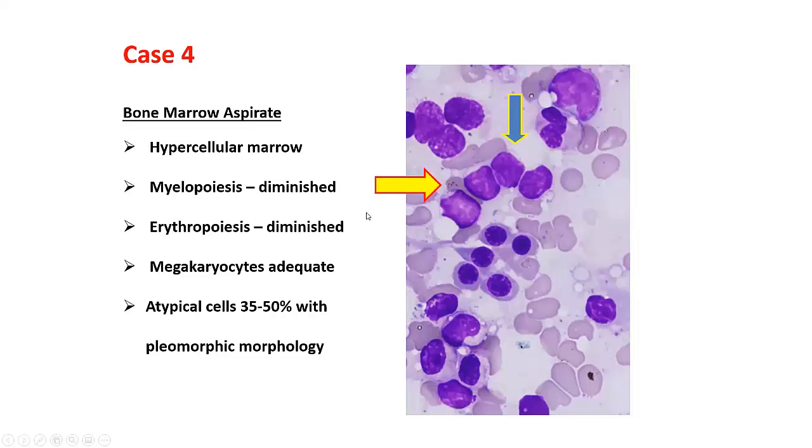This is a bone marrow aspirate. Now, this was a hypercellular marrow. Myelopoiesis and erythropoiesis were diminished. Megakaryocytes were present. And then you find these large cells. They were present, depending upon various areas of the bone marrow, at 35 to 50%, with pleomorphic morphology. These are the erythroid precursors. These are a few myeloid precursors and polymorphs.